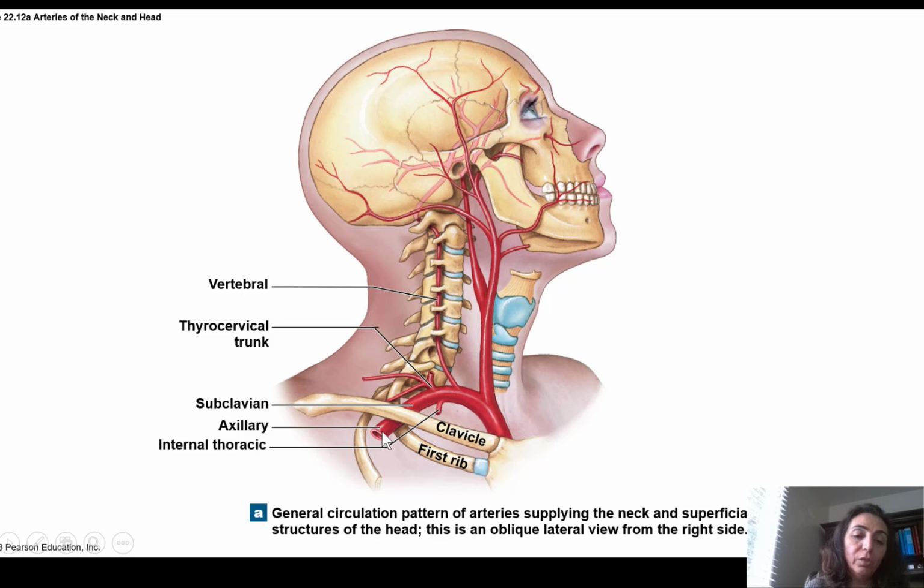And before leaving, just pay attention that the axillary artery starts after the clavicle. When the subclavian artery passes under the clavicle, after that it is called axillary.